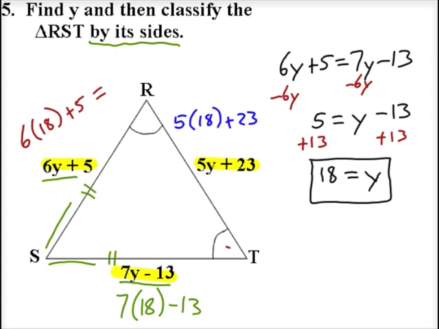So for each of these, 6 times 18 plus 5, that's 113. 8 times 18 minus 13 is also 113. Not a surprise there because those are the congruent legs in an isosceles triangle. But this blue statement, 5 times 18 plus 23, is also equal to 113. And so what that tells me is all three of the sides are congruent to each other. And so triangle RST, it's not just isosceles, it's actually equilateral.